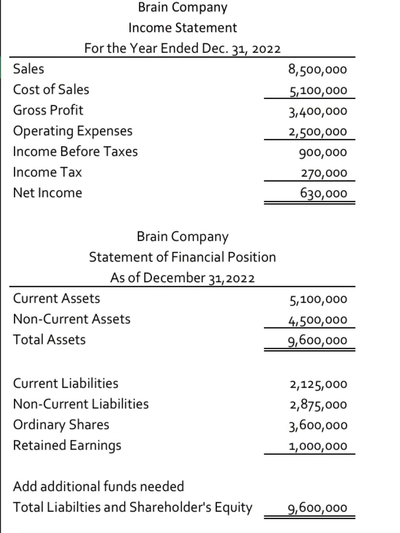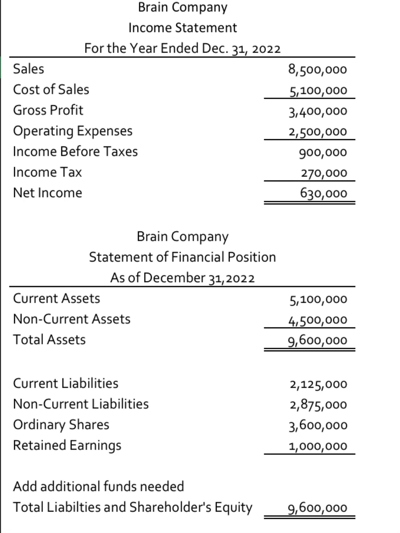For the current Brain Company income statement for the year ended December 31, 2022: sales is 8,500,000, cost of sales is 5,100,000, gross profit 3,400,000, operating expenses 2,500,000, income before taxes 900,000, income tax 270,000, net income 630,000. In the Brain Company statement of financial position as of December 31, 2022, current assets is 5,100,000, non-current assets is 4,500,000, and the total assets is 9,600,000.